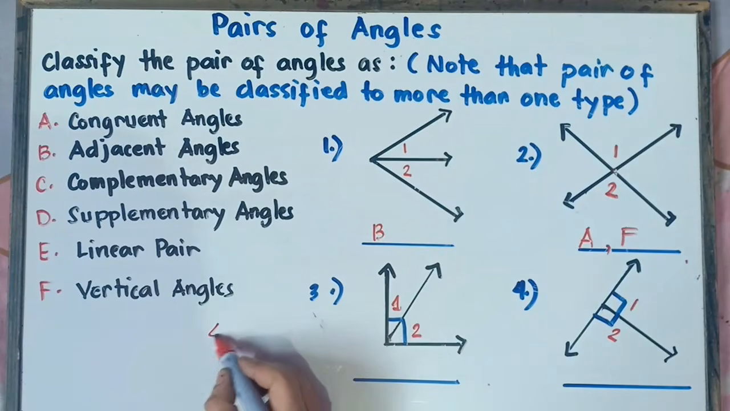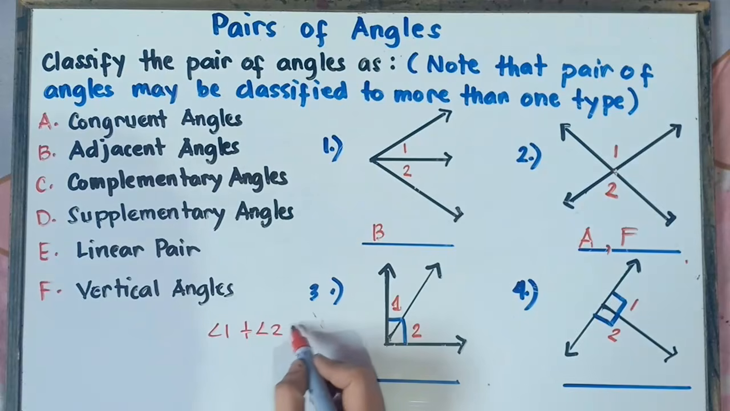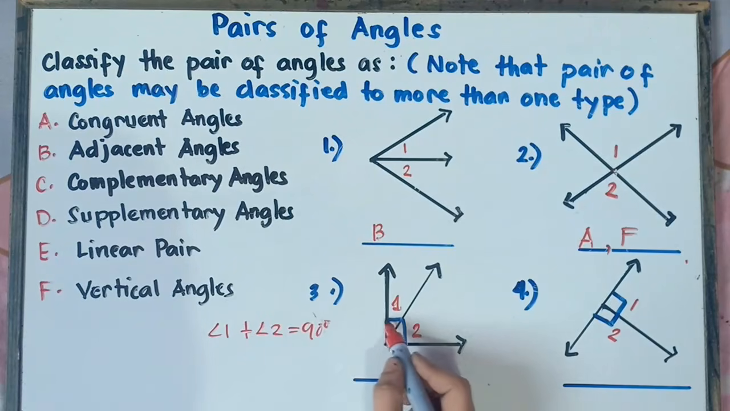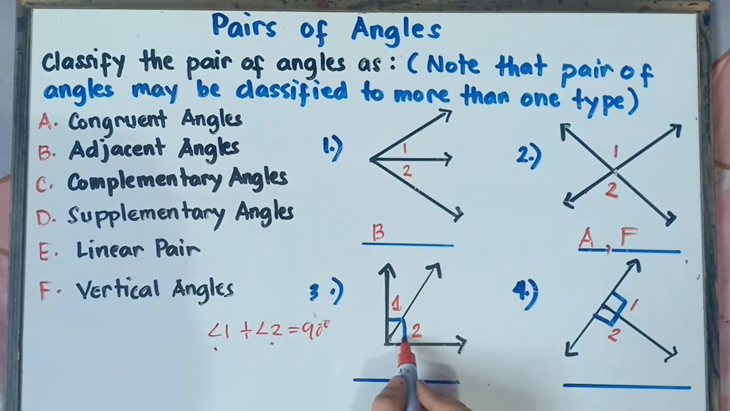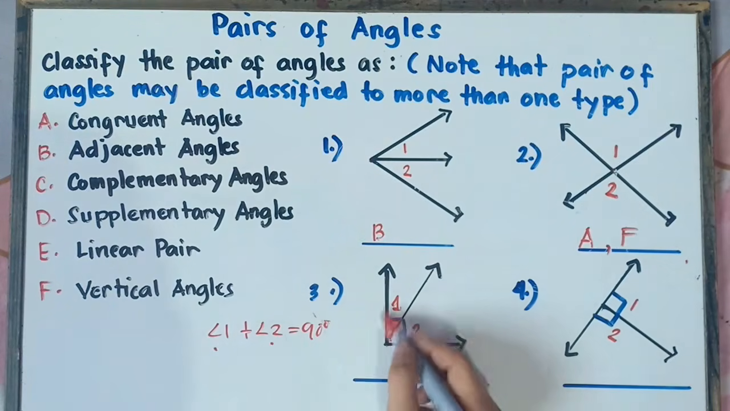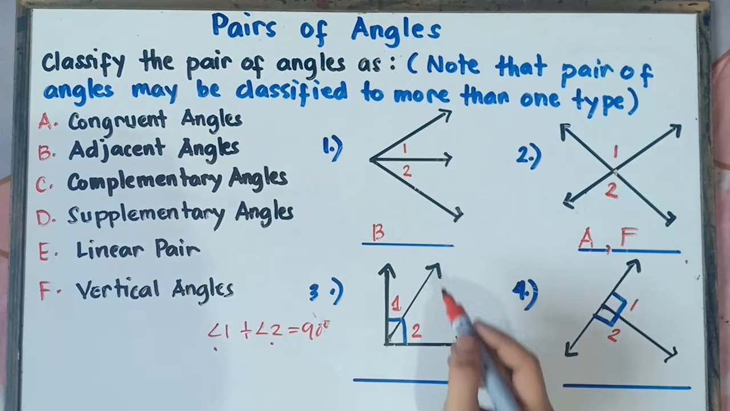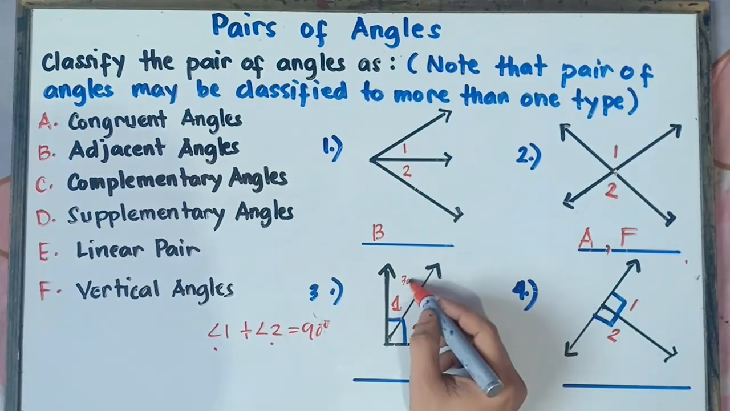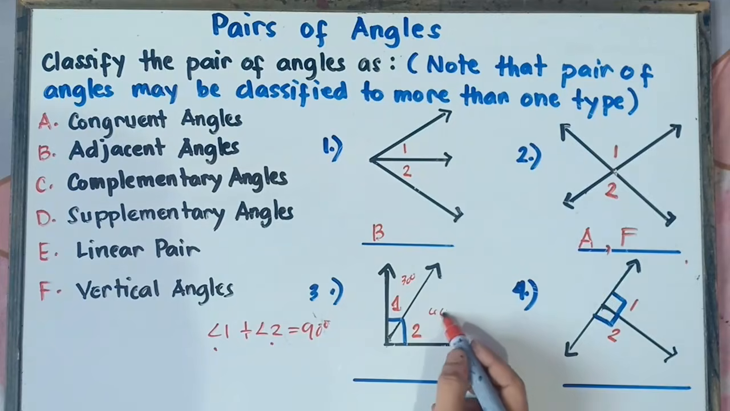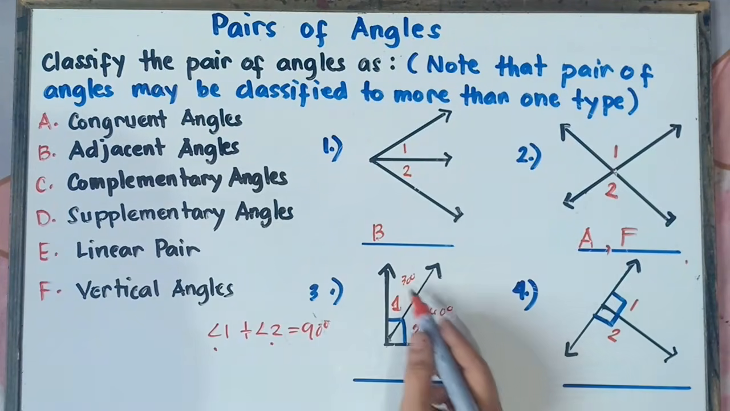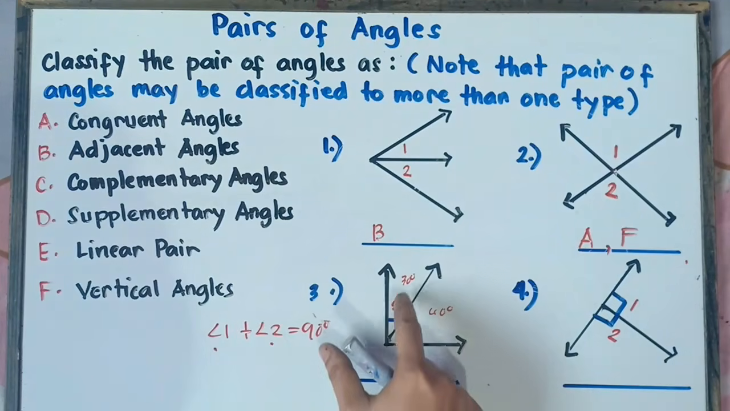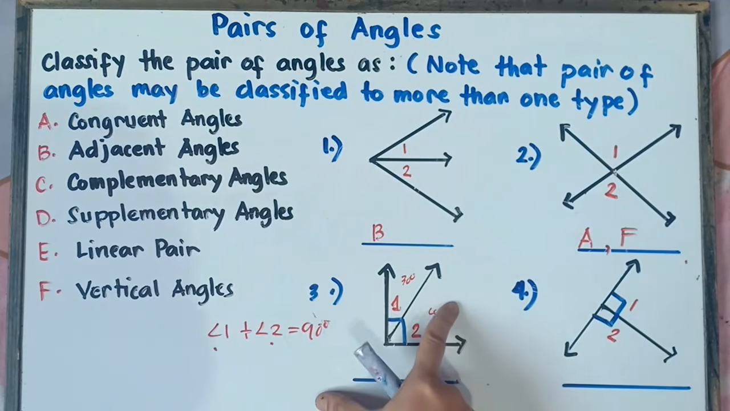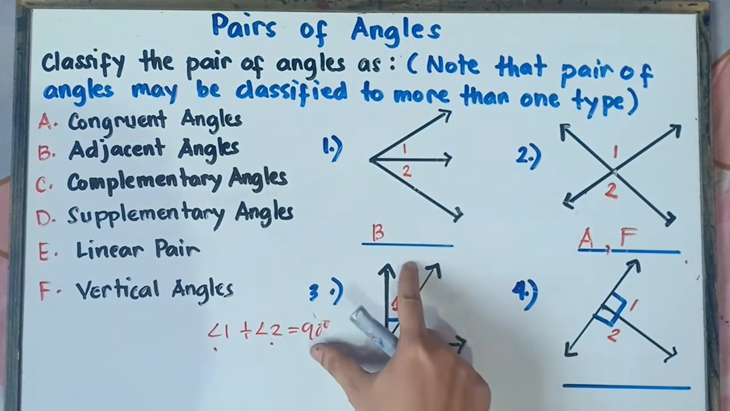Therefore, angle 1 plus angle 2 will be equal to 90 degrees because of this marking. But the problem, class, is that we don't know the exact measure of angle 1. For example, if this is 30 degrees, automatically this will be 60 degrees, because 30 plus 60 is 90. Just an example, class.